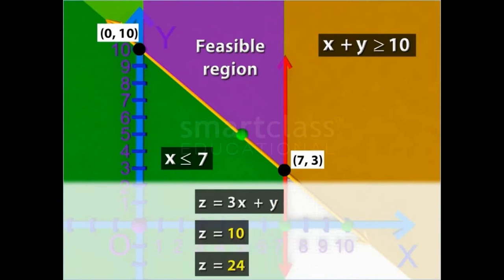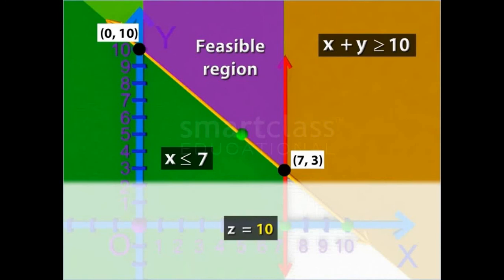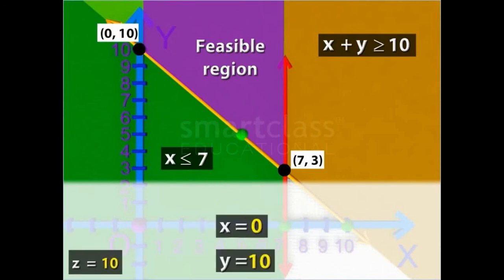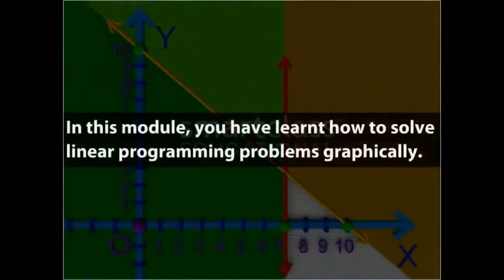Now select the optimum numerical value of the objective function. Finally, locate the corner that represents the optimum value of the objective function. The coordinates of this corner represent the optimum solution. In this module, you have learnt how to solve linear programming problems graphically.